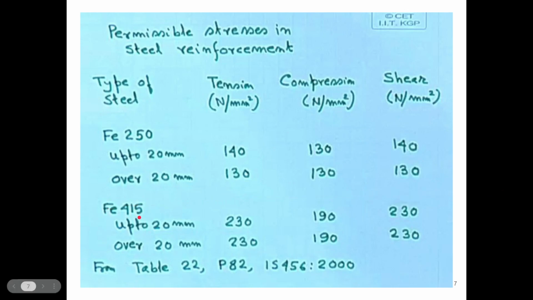In case of Fe415, which is also the HYSD, that is high yield strength deformed bars, for up to 20 it will have 230 megapascal as tension, 190 megapascal as compression, and 230 megapascal as shear. For over 20 it will be 230 again for tension, 190 for compression, and 230 megapascal for shear. It is similar, and even in the case of Fe250, leaving the tension and the shear part, the compression is similar. These are the values you can obtain in IS 456, so you don't need to remember all those. IS 456 is always allowed in exams, so you just need to understand the philosophies.